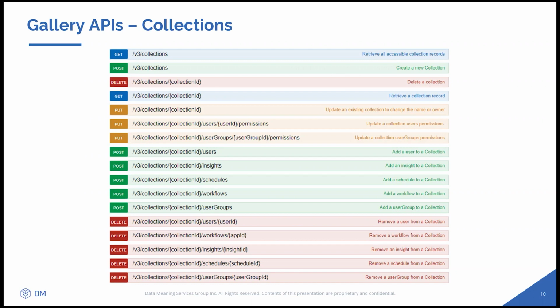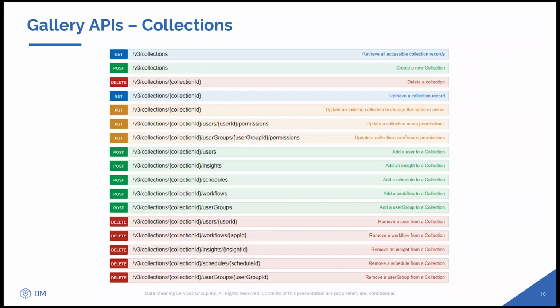Okay, here I have some endpoints for the V3, and here are all the operations that you can perform around collections. You can retrieve all accessible collection records, so that's the first one, the get. You can create a new collection, which is the post method. You can delete a collection, which is the delete method. You can retrieve a collection record, which is the fourth endpoint there.